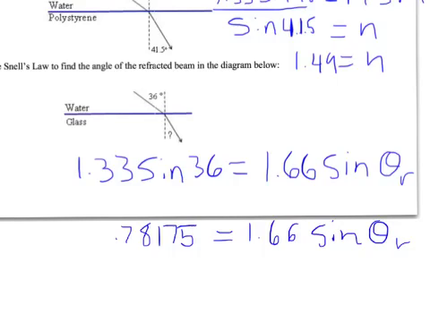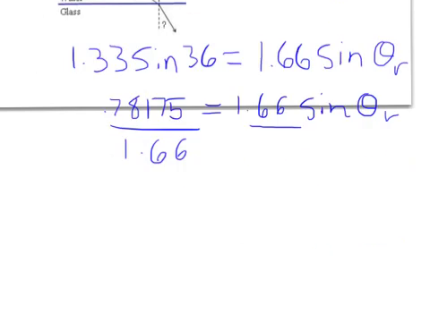Now I need to undo what's being done to theta. The first thing I'm going to do is undo multiplying by 1.66. That means I'm going to divide both sides by 1.66. And what that gives me is 0.4709, which is what I get when I divide there, and that equals the sine of theta of refraction. Now how do you undo taking the sine of something?